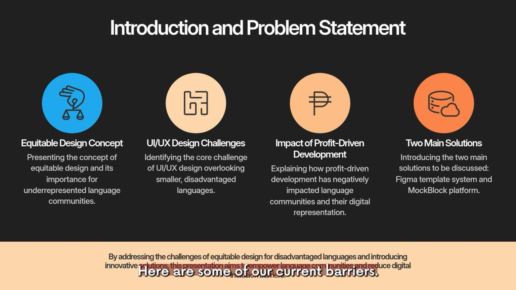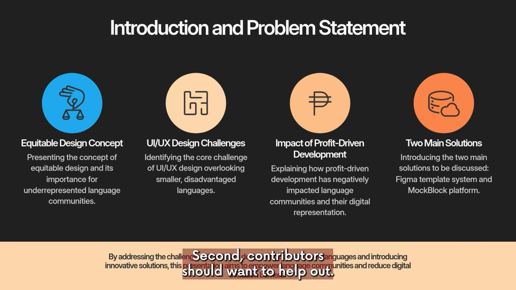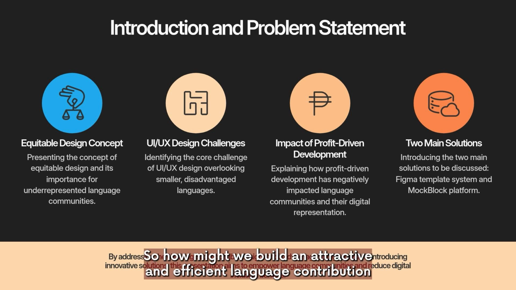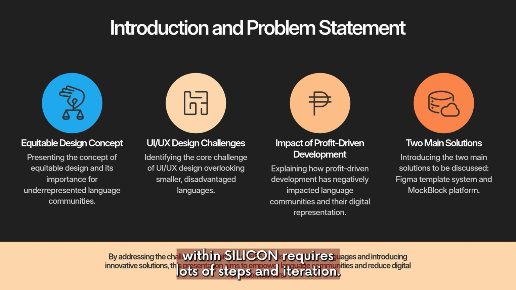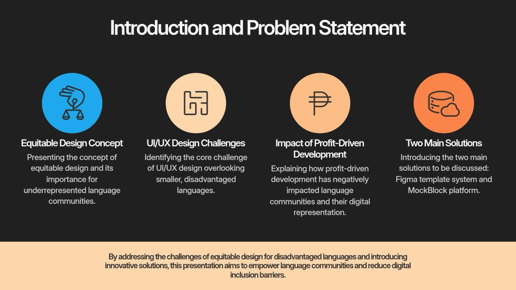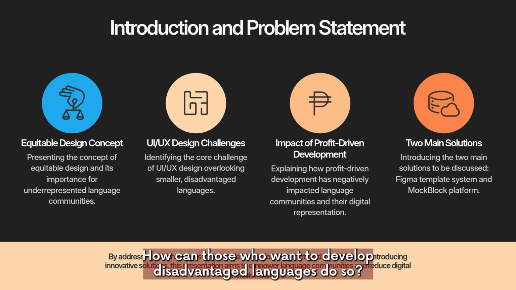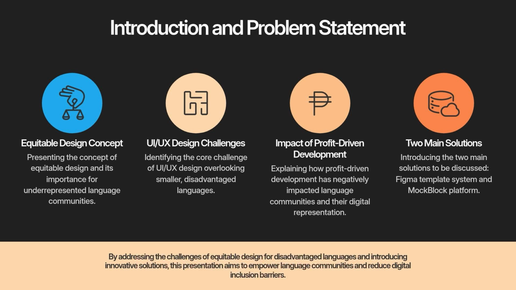Here are some of our current barriers. They'll help contextualize things. First, there aren't many tools to automate the creation of UI/UX components. Second, contributors should want to help out, so how might we build an attractive and efficient language contribution initiative? Third, scaling and integrating these projects within Silicon requires lots of steps and iteration. And fourth, how can those who want to develop for disadvantaged languages do so, given that there are little to no design standards for these communities?